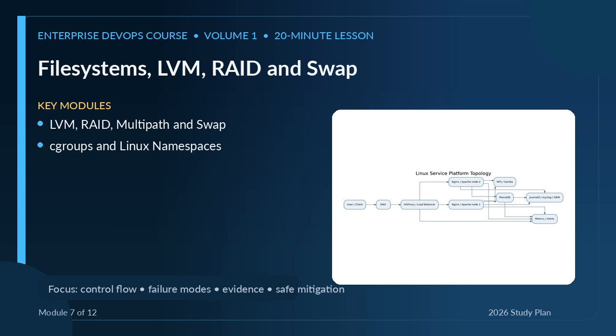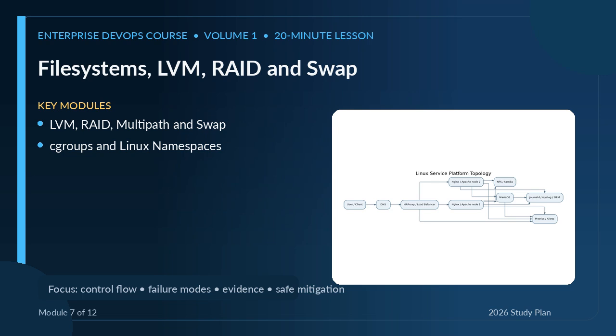Namespaces isolate views of system resources. Cgroups account for and limit resource consumption. Containers combine these primitives with file system images, capabilities, and seccomp. Understanding the host primitives is essential for diagnosing container and Kubernetes behavior later.